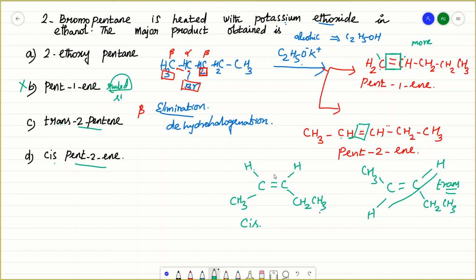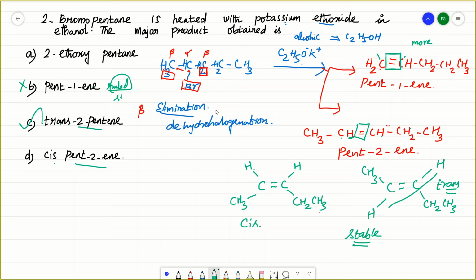So in that you have to know whether it is cis or trans. We know trans is more stable. Trans is more stable and our answer is trans pent-2-ene, not cis. Cis is comparatively less stable than trans. So pent-1-ene is ruled out according to the beta elimination and the Saytzeff rule.